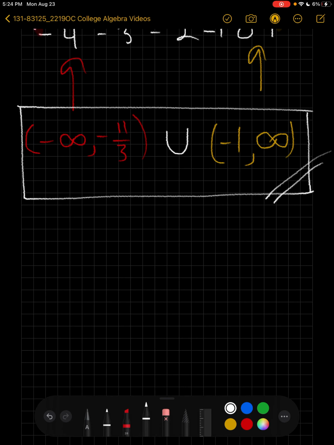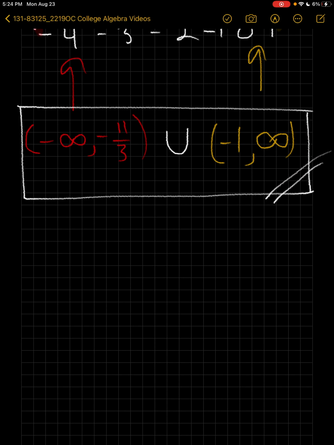The next section is about graphs and points in the plane. So it's basically about graphing and plotting points.